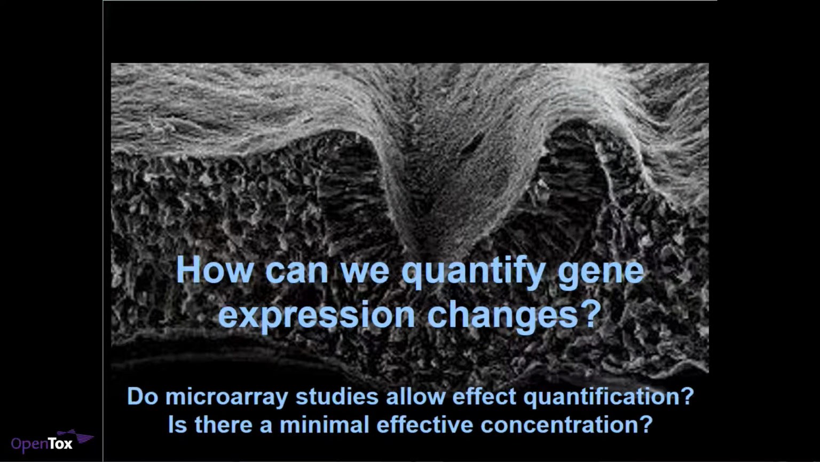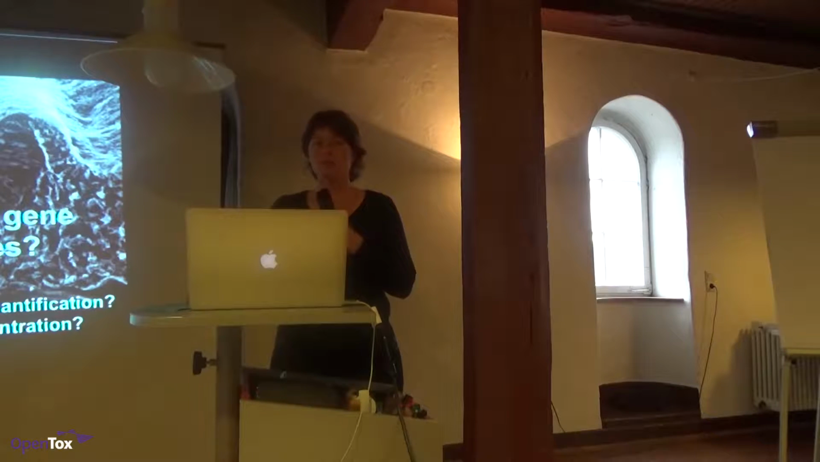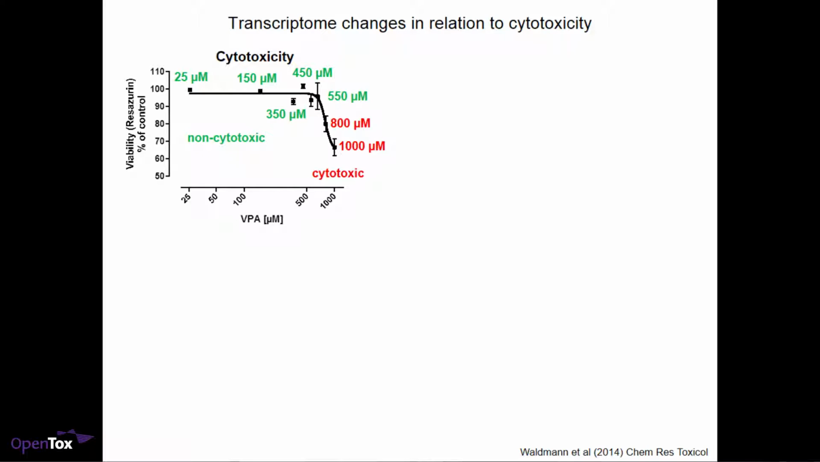What we need is quantification, and the big question after 2012 arose: how can we quantify gene expression changes based on transcriptome changes? Therefore we started a concentration response study, again using increasing concentrations of VPA. What you see here is a normal viability concentration response curve. You see in green the non-cytotoxic concentrations, and starting after around 550 micromolar the cells start to die.